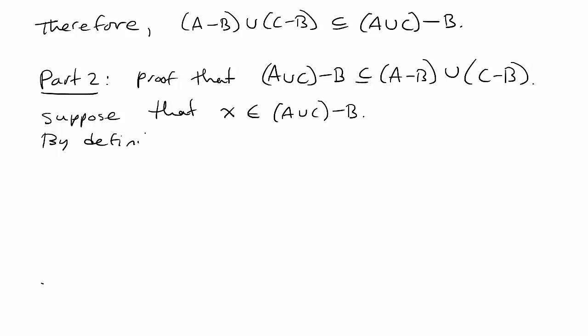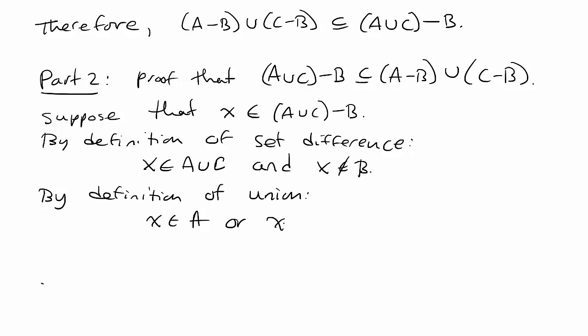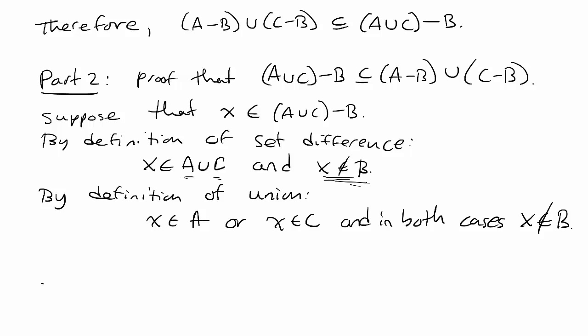By definition of set difference, X is in A union C and X is not in B. By definition of union, X is in A or X is in C, and in both cases, X is not in B. So X is in A or it's in C, but regardless, it's not going to be in B.